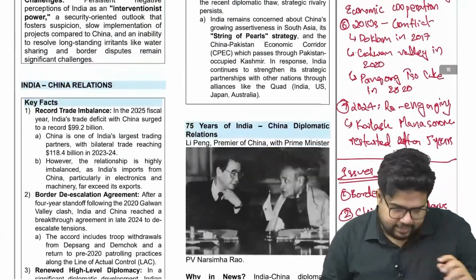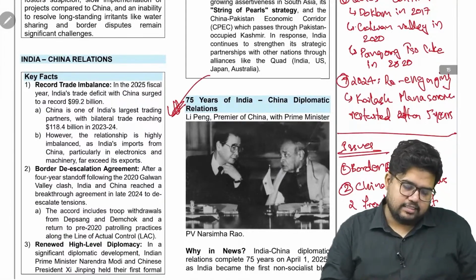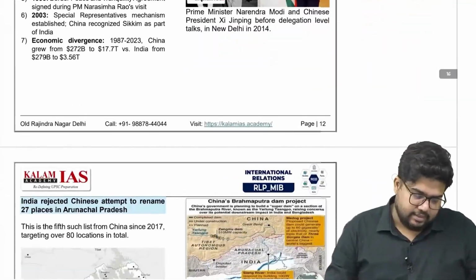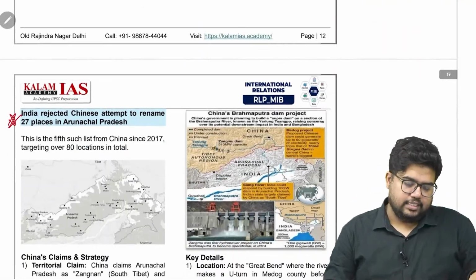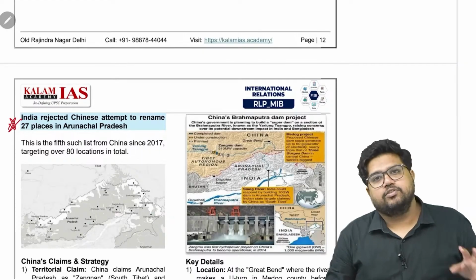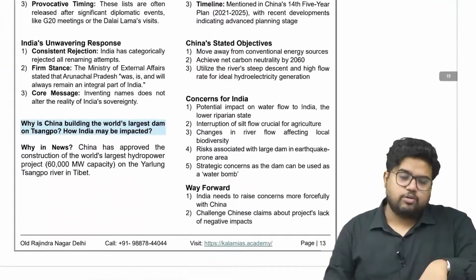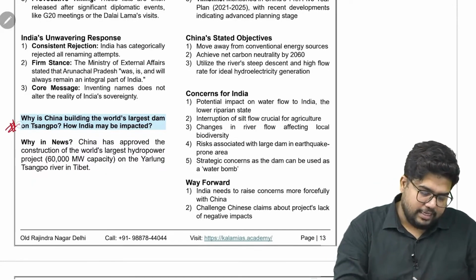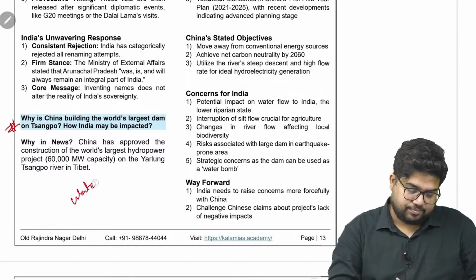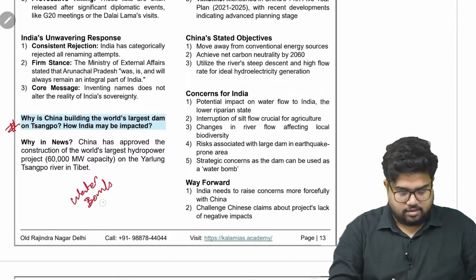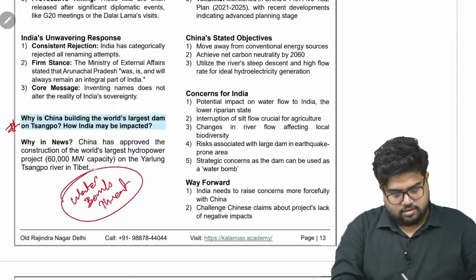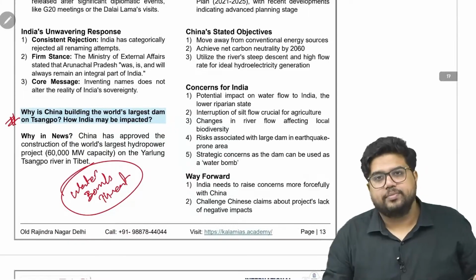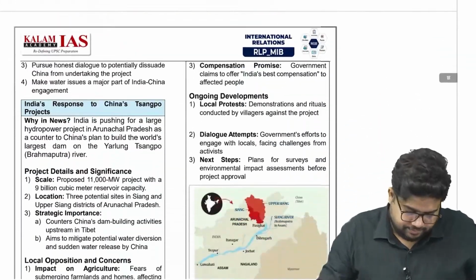Now you can relate the 75 years, these articles, these editorial summaries, you can go through and you can have a much better connection. You can speak about China's attempt to rename 27 places. Any question that came from these, include these facts and include the broader dimensions we have discussed so far. China building, like, the water bomb threat. Not going into details of this, you can go through the material and clarify.